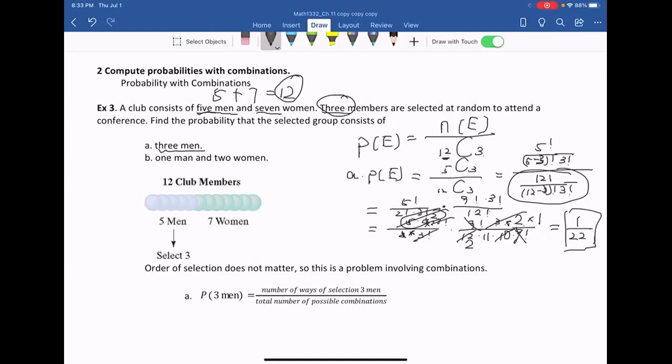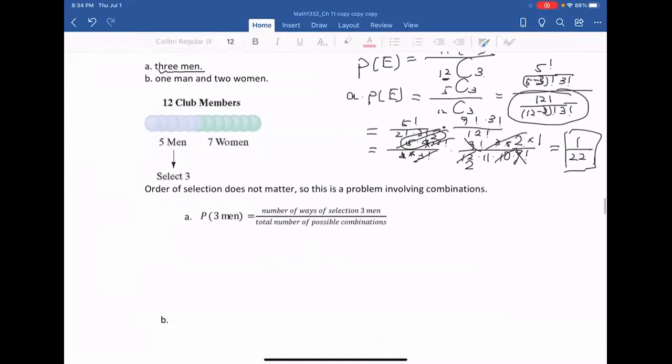Okay, the next part of the question is 1 man and 2 women. You know that the denominator, the combination, cannot be modified and stays the same, because we choose 3 from 12. The only difference is the top part, the numerator: one man and two women. This is the event. So the part B, I have space here.